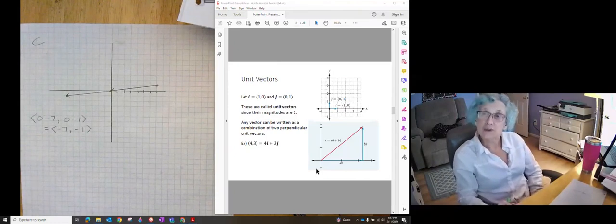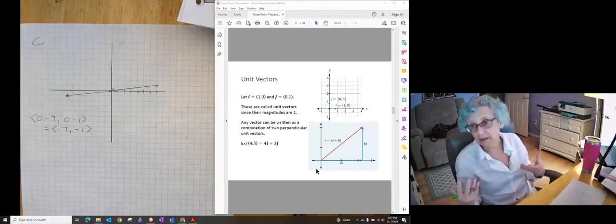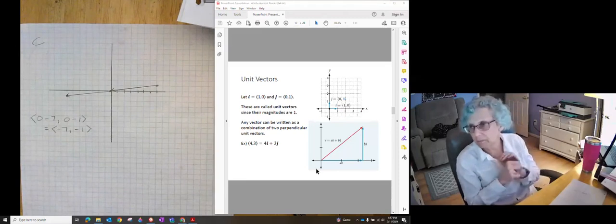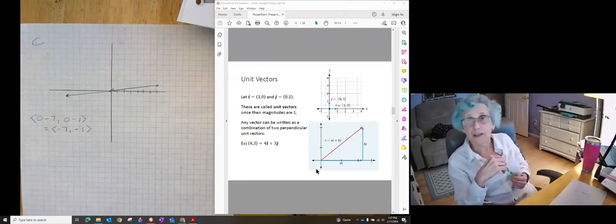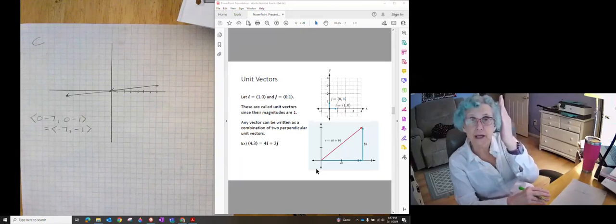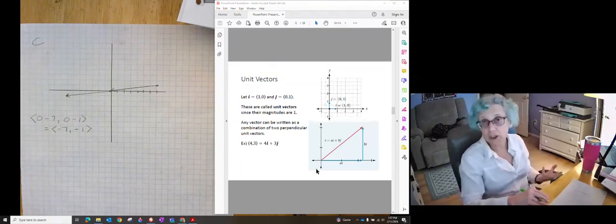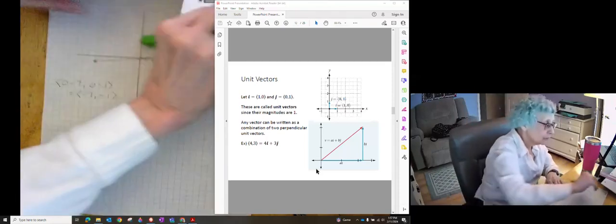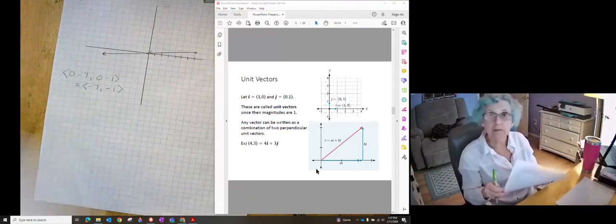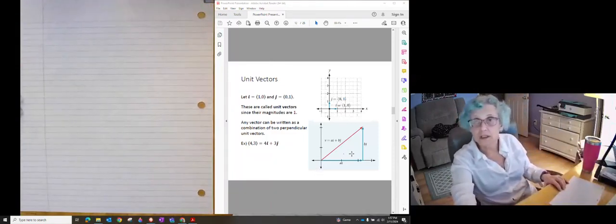Okay, unit vectors are vectors that have magnitude equal to 1. That's why they're called unit vectors, and I haven't defined magnitude yet, but I will in a moment. The simplest ones are i and j. i goes directly to the right, j goes up and down, and they have length 1. You can write any vector as a combination of i and j. For example, the vector 4, 3 can be written as 4 times i plus 3 times j, because that's how vector addition works.